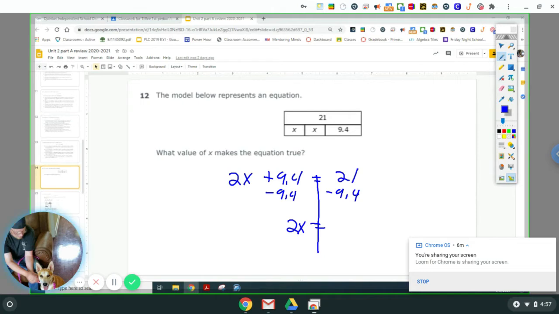21 minus 9.4 is 11.6. And then you divide by 2 on both sides, and you get x equals 5.8. Correct. So the answer is 5.8 to number 12.